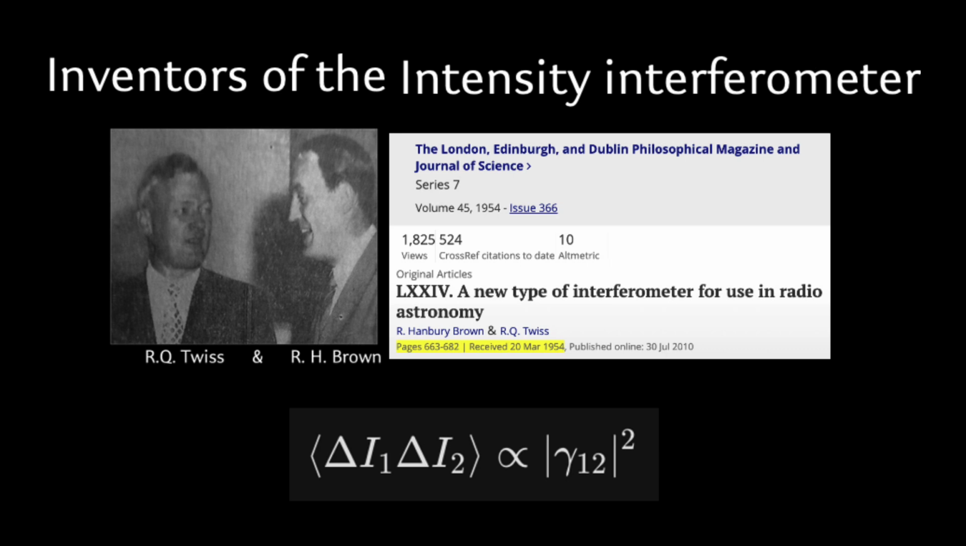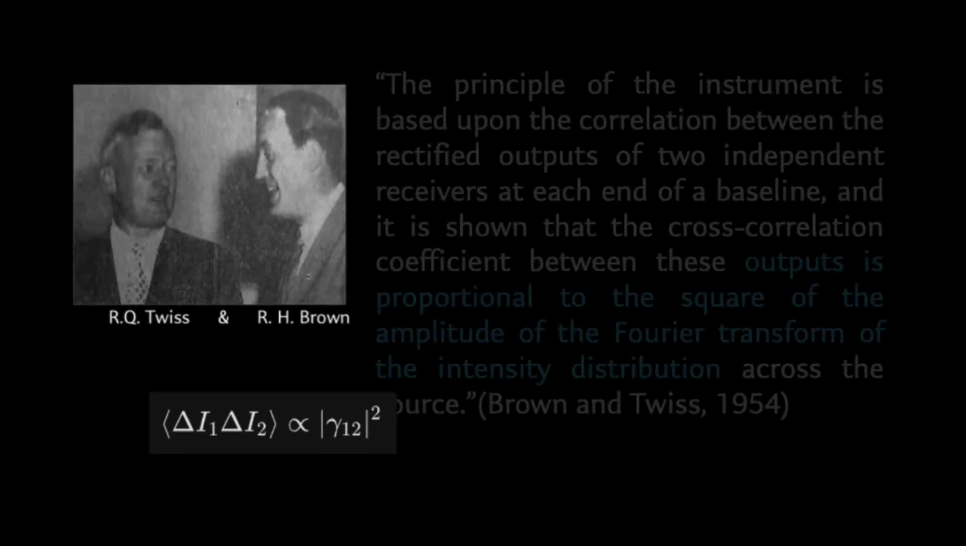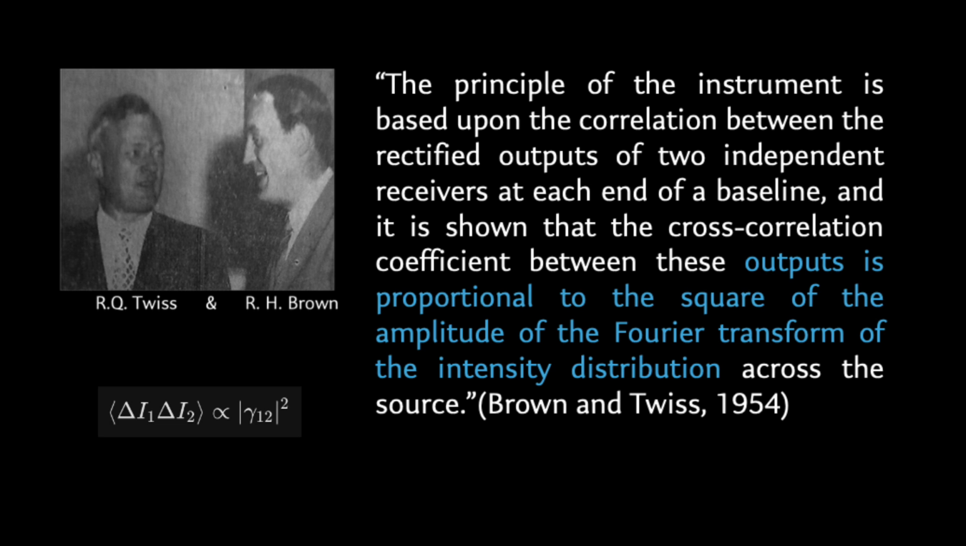So, this is where this idea actually came into fruition, and in their abstract, they explicitly mention that the principle of the instrument is based upon the correlation between the rectified outputs of two independent receivers at each end of a baseline, and it is shown that the cross correlation coefficient between these two outputs is proportional to the square of the amplitude of the Fourier transform of the intensity distribution across the source. Now, the important aspect is the intensity distribution. It is not the conventional phase or amplitude, but the intensity distribution which is directly measured, and that is where this proportionality comes into the picture, and that is the real advantage of such measurements.